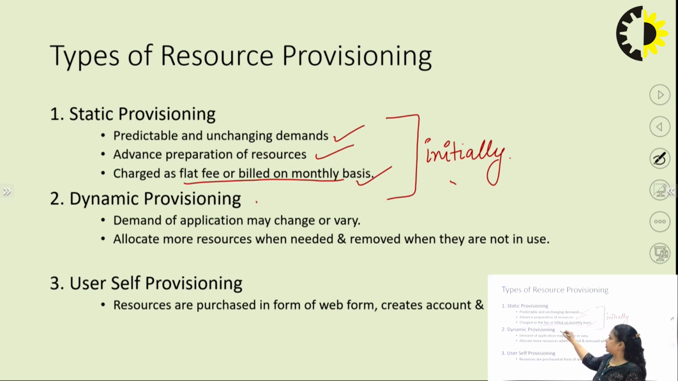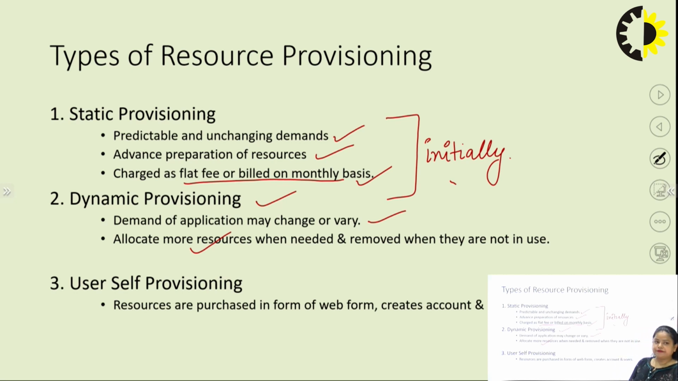Then after that we talk about dynamic provisioning. Dynamic means change on demand, right? So whenever I'm talking about on demand, it means the demand of the various applications may change according to need. Whenever the user requires, they change their demand, and whenever they demand it, we have to allocate resources according to their requirements. So we allocate more and more resources whenever they are needed, and once the need is fulfilled, we can easily remove them when they are not in use. This is the way we talk about on-demand provisioning.